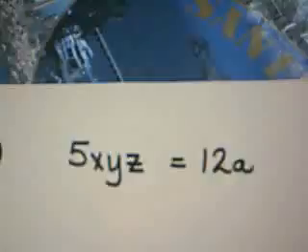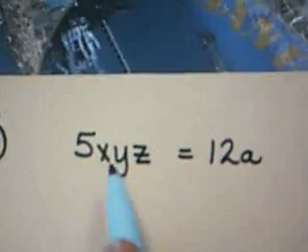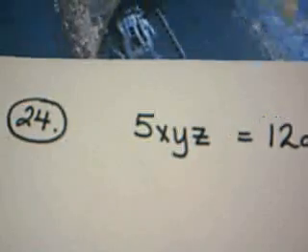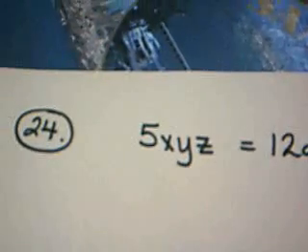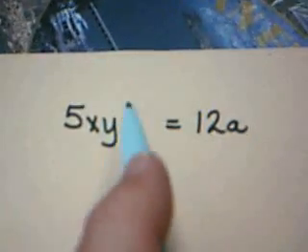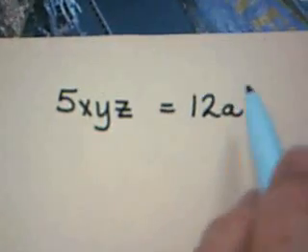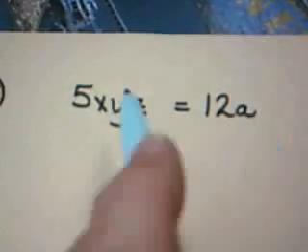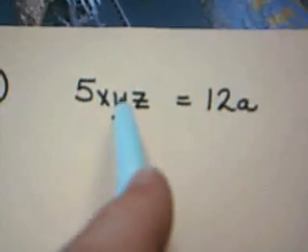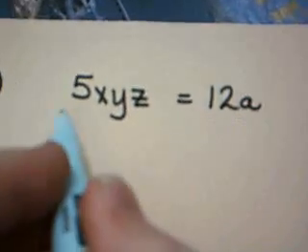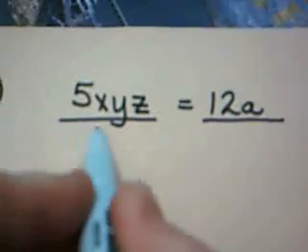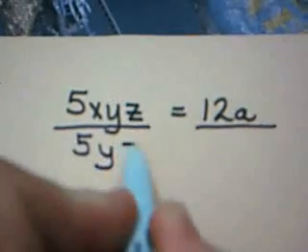It asks you to take the equation 5xyz equals 12a, and we're being asked to solve for x. Now, all of the terms that have x are already on the same side, and the non-x terms are on the other side. So that part's done. Notice that x is being multiplied by 5, by y, and by z. So in one shot, what I'm going to do to both sides of the equation is divide by 5yz.